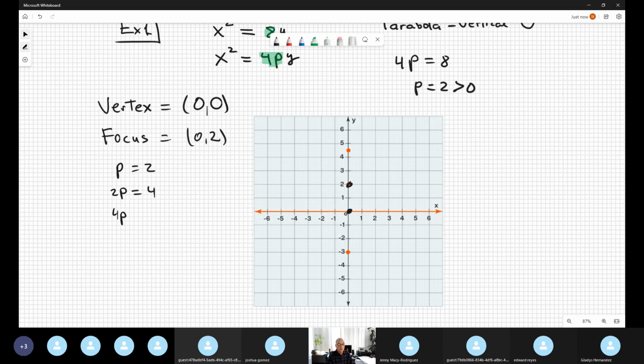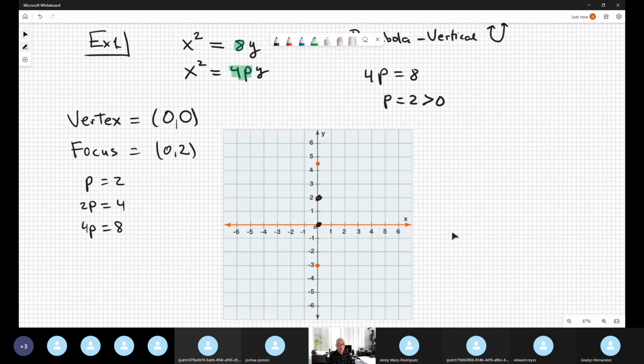And 4p is 8, exactly the original number that we have in the equation. But I don't care about that, I care about p and 2p. 2p is 4, so 1, 2, 3, 4. That point is the point 4, 2. And in the opposite direction, here is -4, 2. Boom. And this is my parabola.